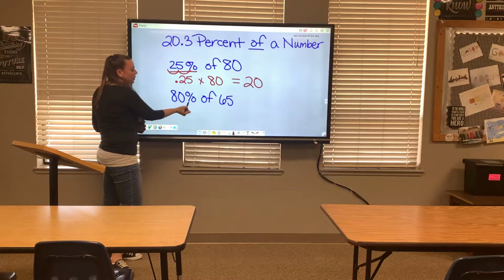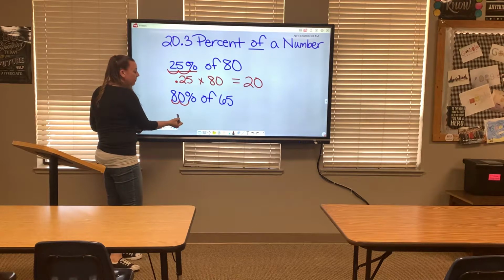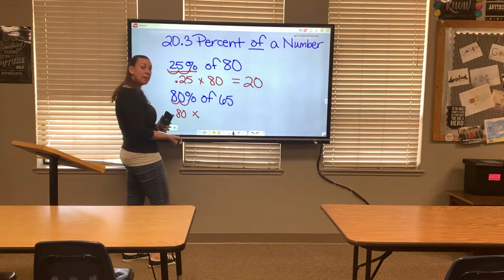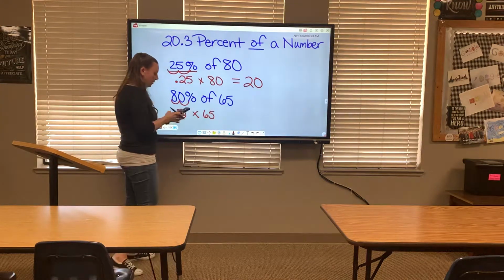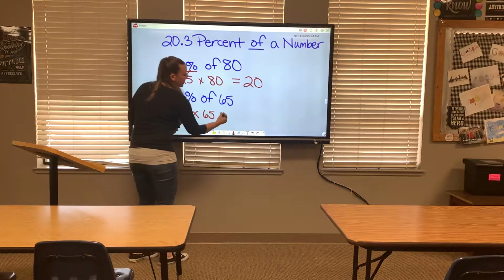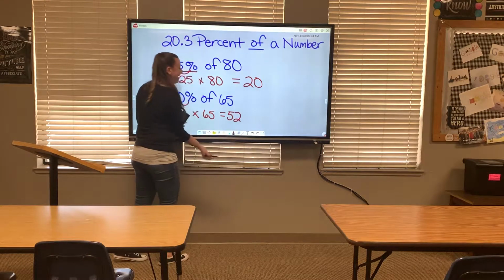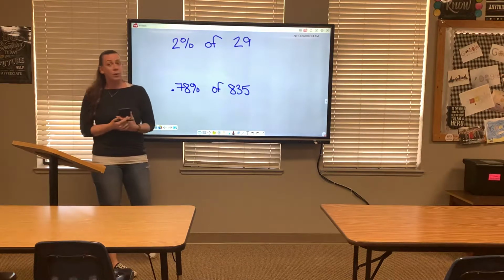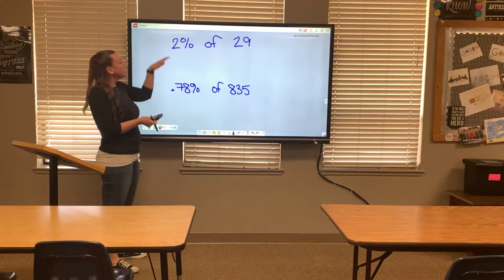Again, let's go ahead and go for some other examples. I have 80%, so I move the decimal spot away from the percent symbol. I have 0.80 or just 0.8. Of means I multiply 65. So I'm going to say 0.8 or 0.80 times 65, and I get 52. So 52 is 80% of 65. Let's go through a couple other ones.